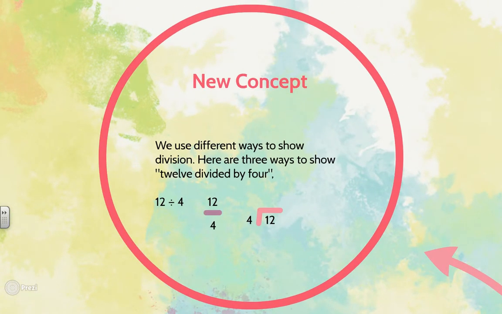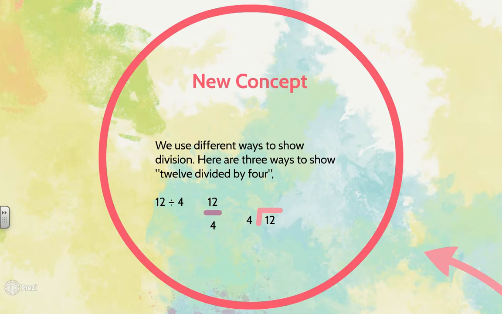Okay, so here's our new concept. We use different ways to show division. And here are the 3 ways. We show 12 divided by 4. So you can see it all means the same thing.